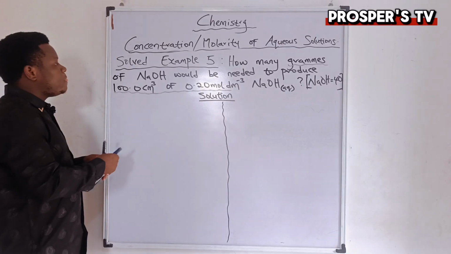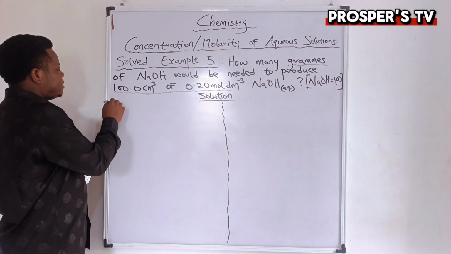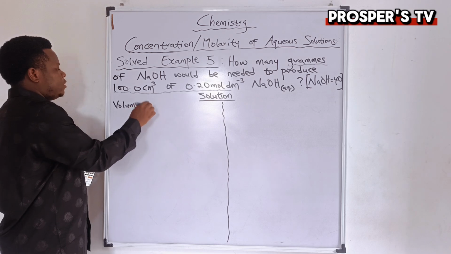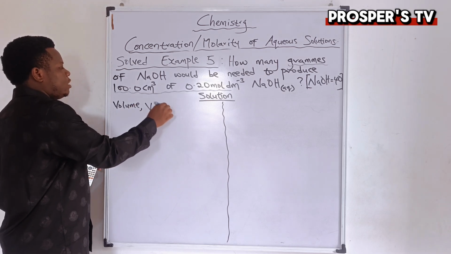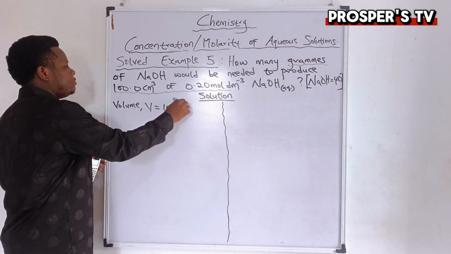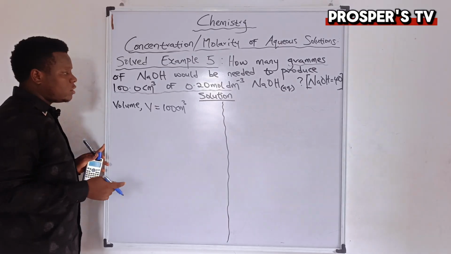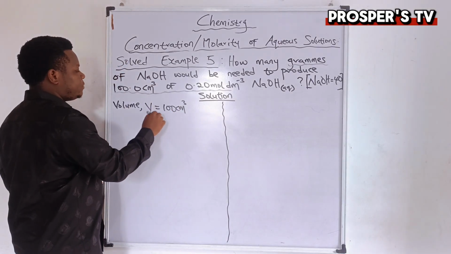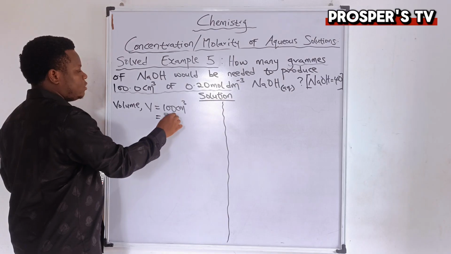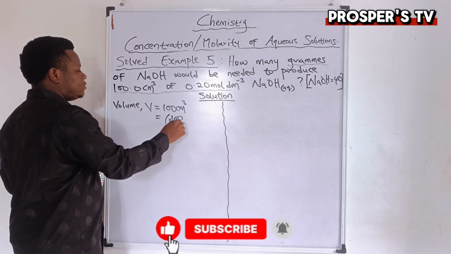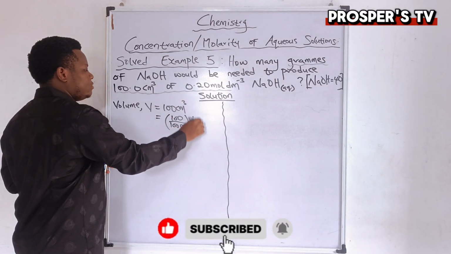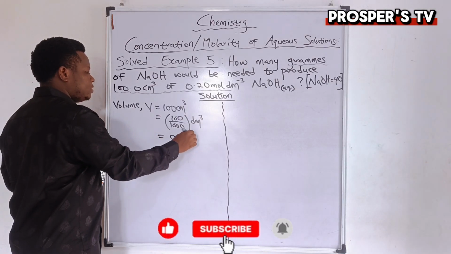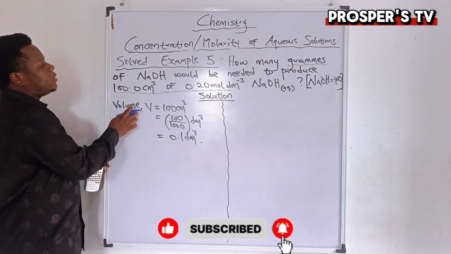All right. So we are given the volume. The volume of the solution was given to be 100 centimeter cube. Depending on the formula I want to work with, you can choose to convert. If I'm using the first formula, that's going to be 100 divided by 1000 dm cube. So that gives you 0.1 dm cube. So we've gotten our volume.